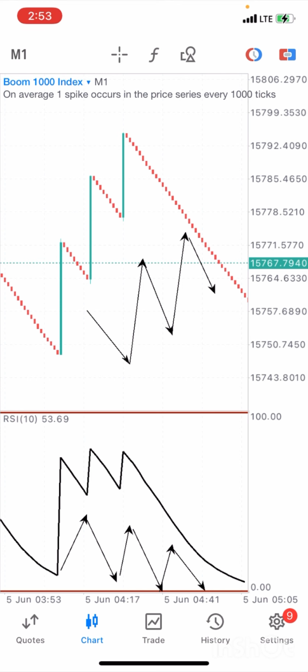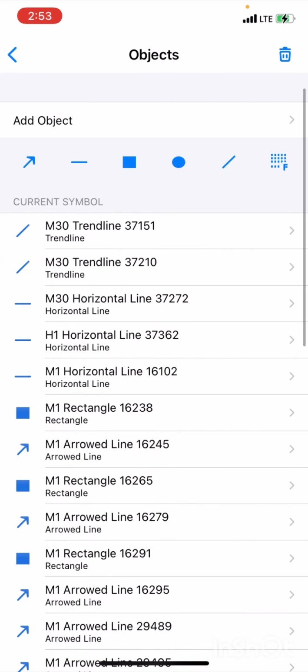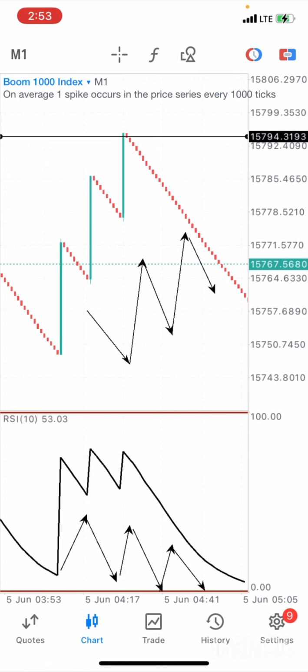Okay, so for you to find an entry, you just need to see the higher highs and higher lows on the main chart, and then clear lower highs and lower lows on the indicator window, and that's it. You find an entry. Now look at somebody who would have entered a sell here.